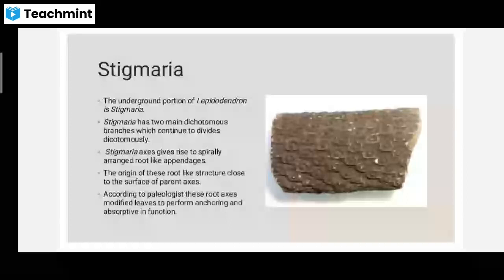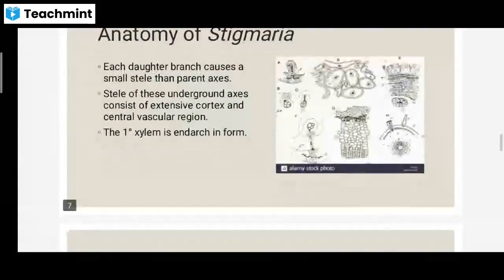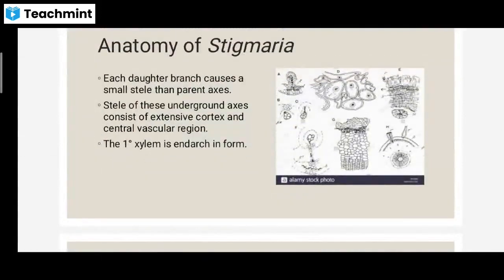Anatomy of stigmaria. Each daughter branch has a smaller stele than the parent axis. The stele of this underground axis consists of an extensive cortex and a central vascular region. The protoxylem is endarch.